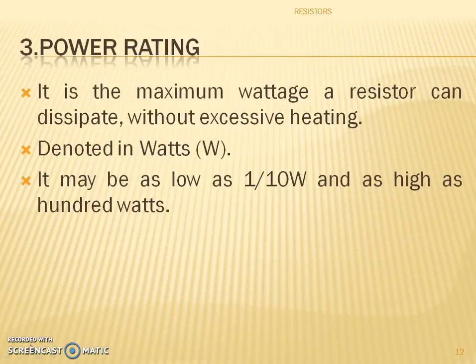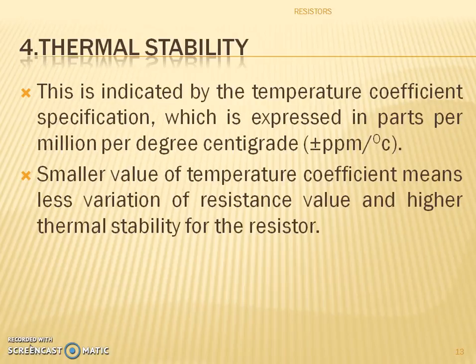Now the third one is a power rating. It is a maximum wattage the resistor can dissipate without excessive heating. It is denoted in watts. It may be as low as 1/10th watt and as high as 100 watts. Now the fourth one comes thermal stability. This is indicated by the temperature coefficient specification, which is expressed in parts per million per degree centigrade. And smaller value of temperature coefficient means less variation of resistance value and higher thermal stability for the resistor.